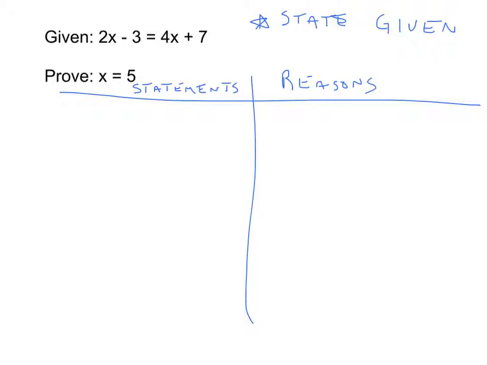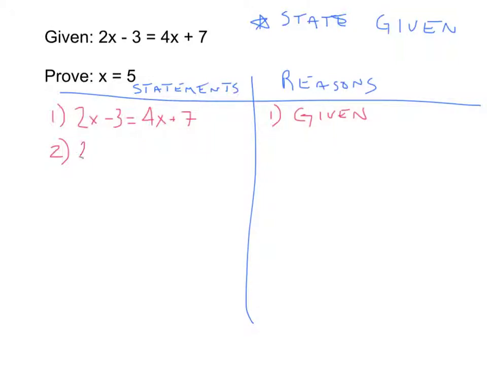The very first thing we do is we state the given. So 2x minus 3 equals 4x plus 7. And the first reason is always given. Okay, next. What we need to do is solve this problem. Now, if I were going to solve this problem, I would get rid of this 2x. And to get rid of it, you subtract it. Well, you need to show in a proof that you're going to subtract.